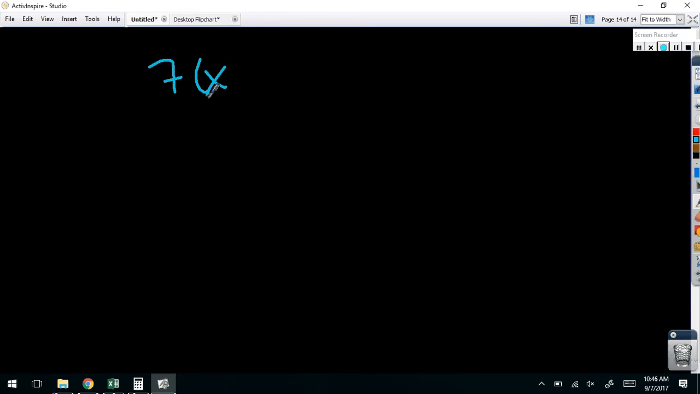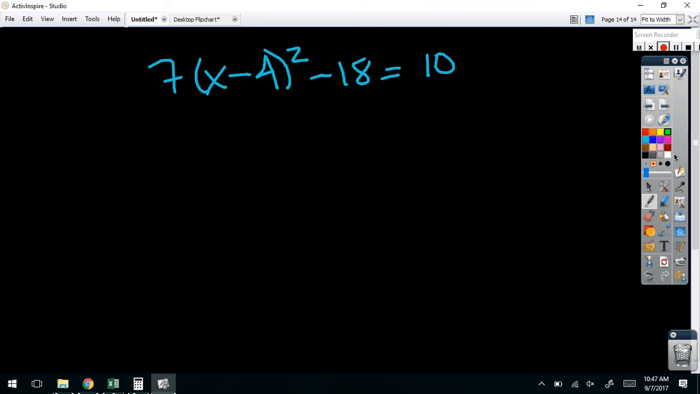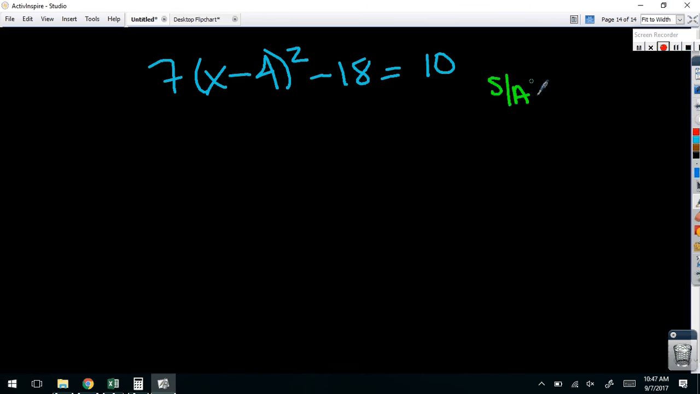Okay, back to this one. x minus 4 squared minus 18 equals 10. All right, try this one on your own. This one's not going to turn out as bad as what it looks. SADMAP. You got to remember SADMAP. This has got one of everything in it to try to help you out. I'm going to pause the video so y'all can work a minute.